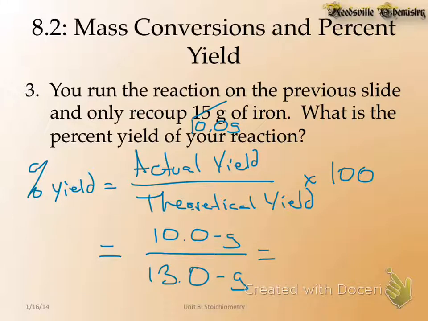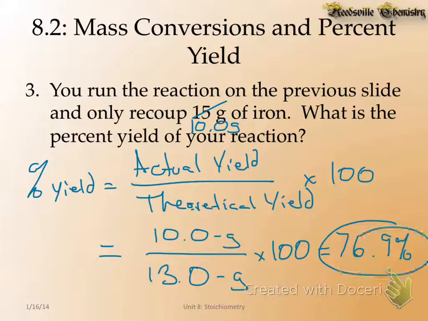Okay, so we divide those two, and then we take that final number. We want a percentage, so we multiply that by 100. All right, and then we just figure out what our percent yield is. And obviously, you want that number to be as close to 100 as possible. We're getting about 76.9% right here, 76.9%. So you really want that as close to 100 as possible.